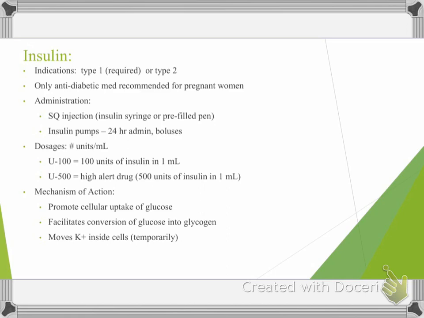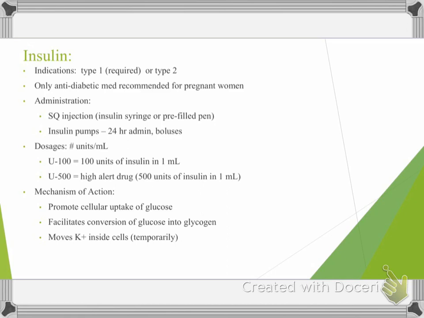Dosages are in the number of units per ml. So when you see a U100, that means there's 100 units of insulin in 1 milliliter. And U500 is a high alert drug, which means there's 500 units of insulin in 1 ml. So you could see where that could cause some medication errors, and so a lot of hospitals will not use the U500.